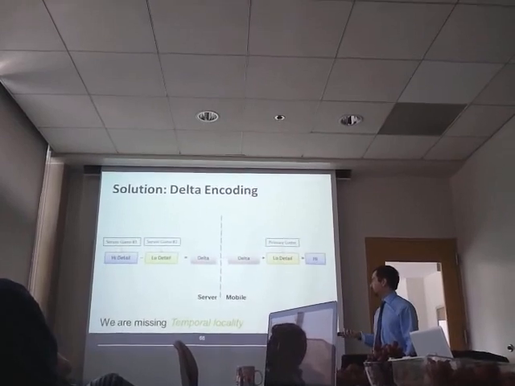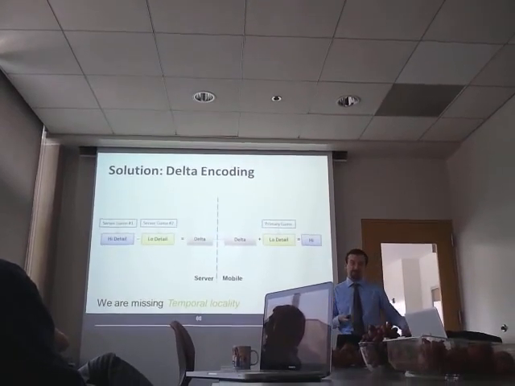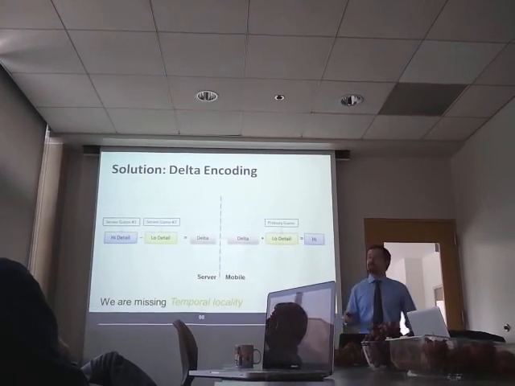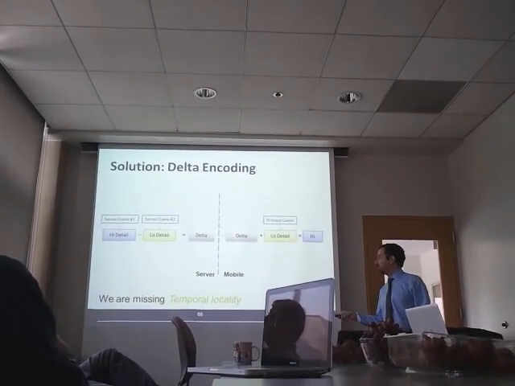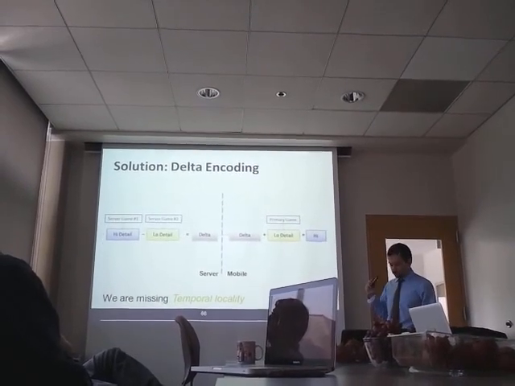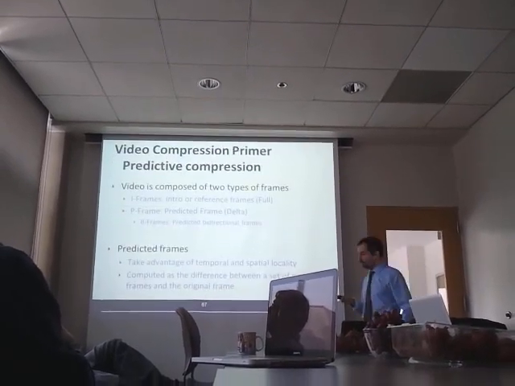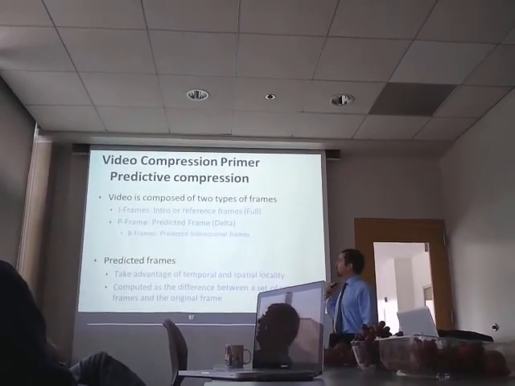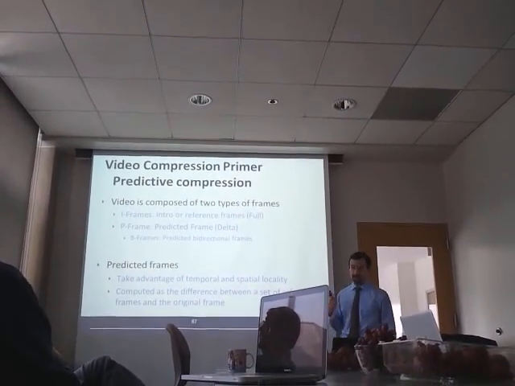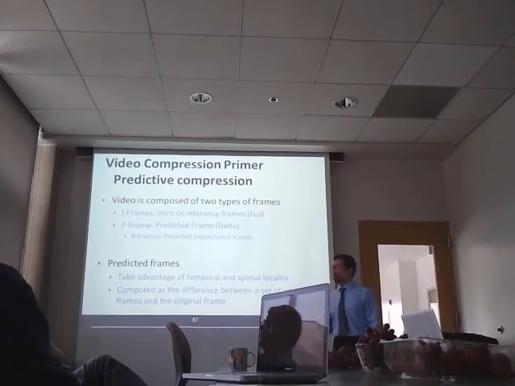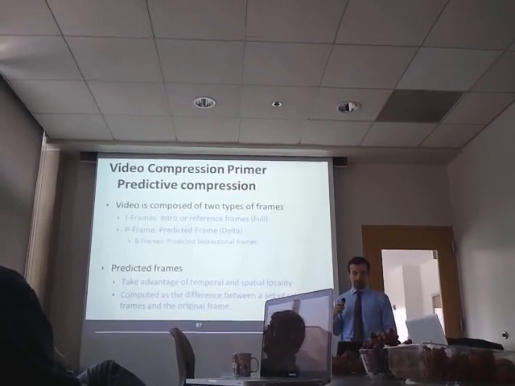So we will send it to the client, and we were thinking, oh yeah, we're going to do great, we're going to beat video with this. It turns out we don't, because we're missing something important that video has, and that's called temporal locality. To explain this, let me give you a quick review of how video compression works. We have two different types of frames here: I-frames and P-frames in video. I-frames are pretty much JPEGs, and P-frames are predicted frames.